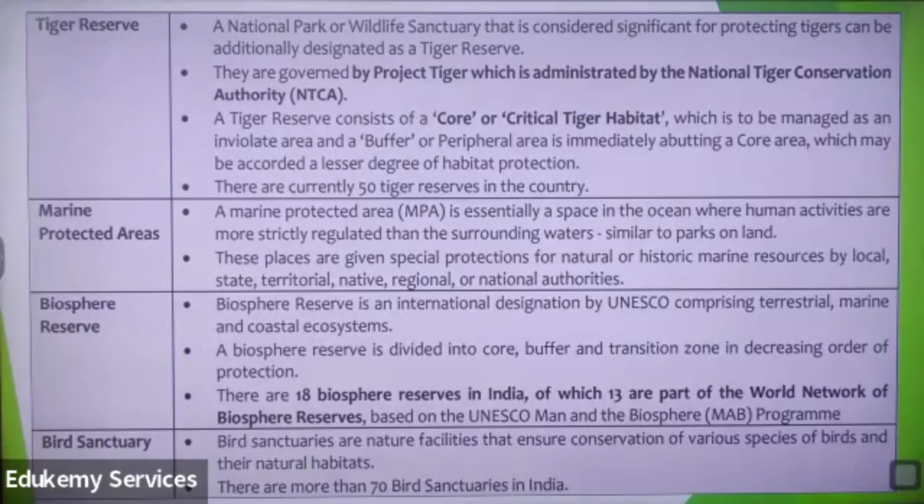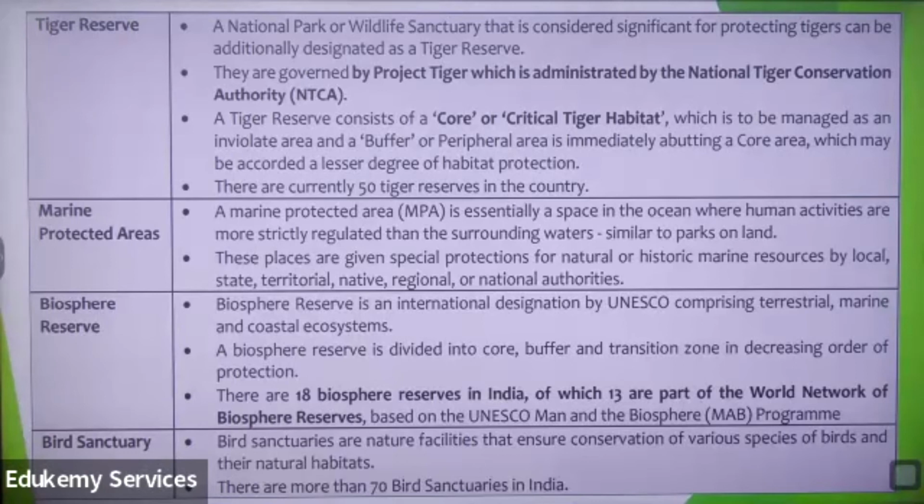You have a separate authority, which is the National Tiger Conservation Authority. It has a buffer area. Will some human activity be allowed in the buffer area? Yes. In the buffer area, some human activity will be allowed.